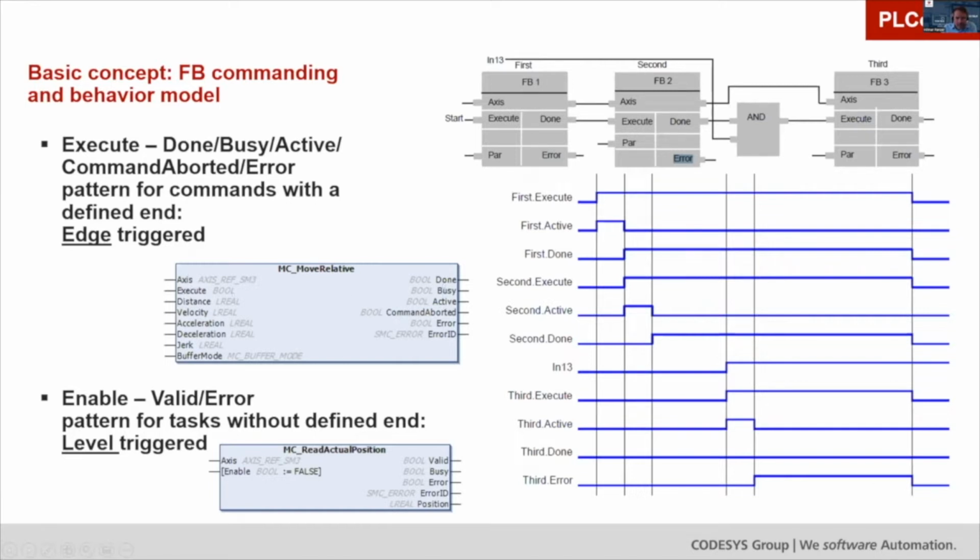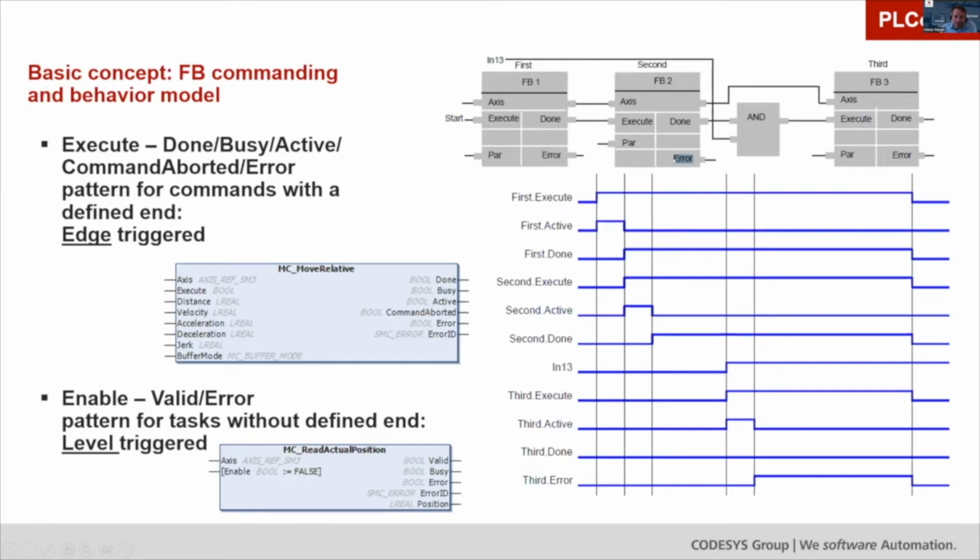And then it has several outputs, the done output indicating that the command has been executed completely. The busy and active outputs are very similar, indicating that the function block is still doing or preparing to do something. The command aborted output indicates that the action was interrupted by another function block. And then the error and error ID outputs tell us if something went wrong.